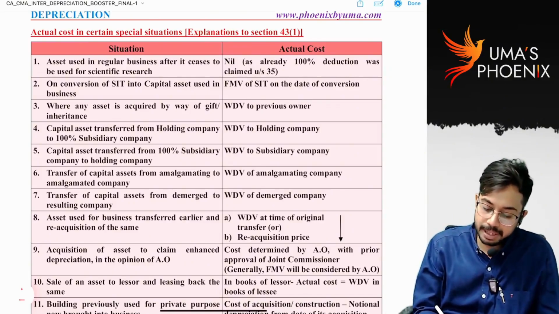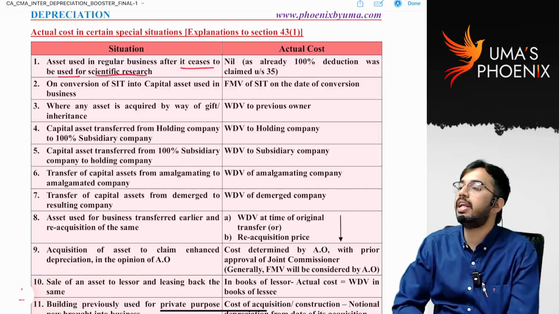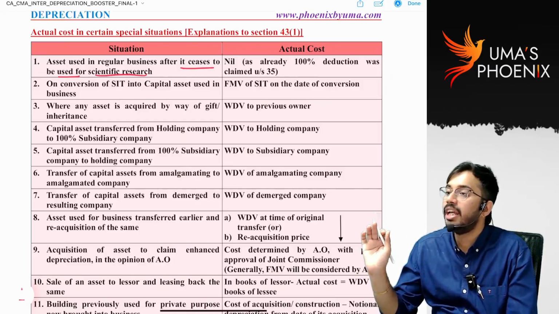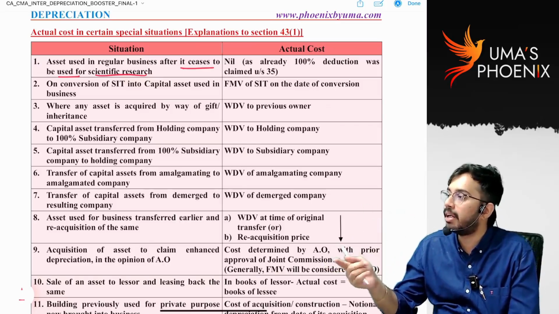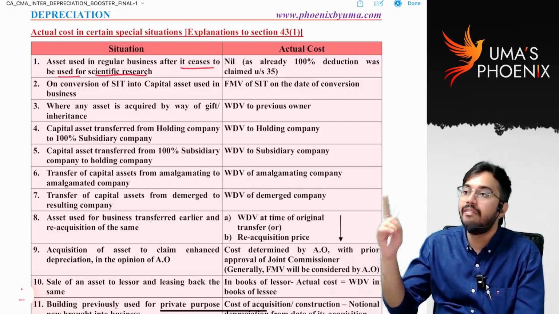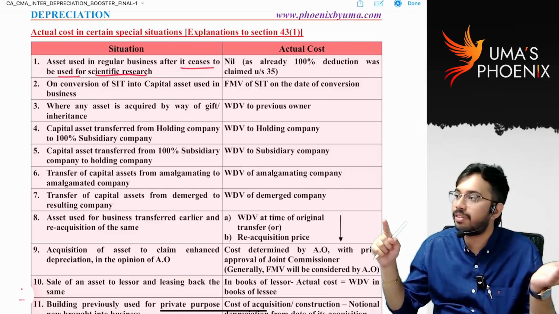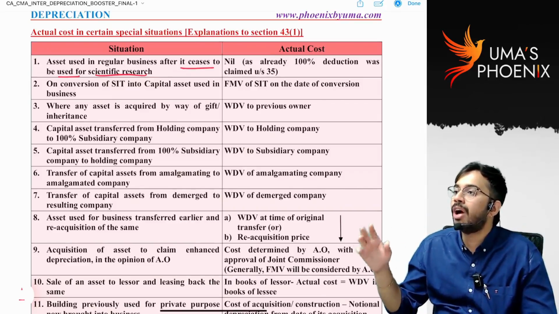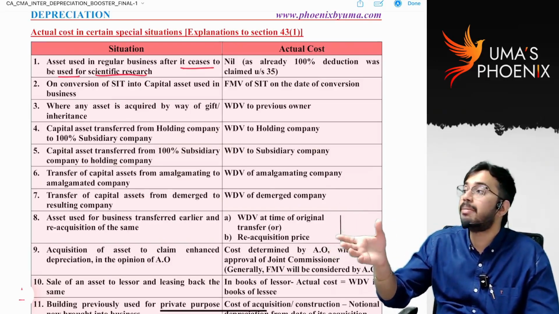Asset used in regular business after it ceases to be used for scientific research. See, for scientific research, if you purchase any asset, you can claim 100% deduction in the year of purchase. If that asset is transferred from scientific research department to accounts department, it will come to general assets, right? You need to add that asset to block of assets. When you are adding it, you will add it at 0 rupees, because you already claimed 100% of the expenditure as deduction for scientific research. For example, if you have added it for 10,000 rupees here, again that 10,000 becomes depreciable, right? It amounts to double deduction.